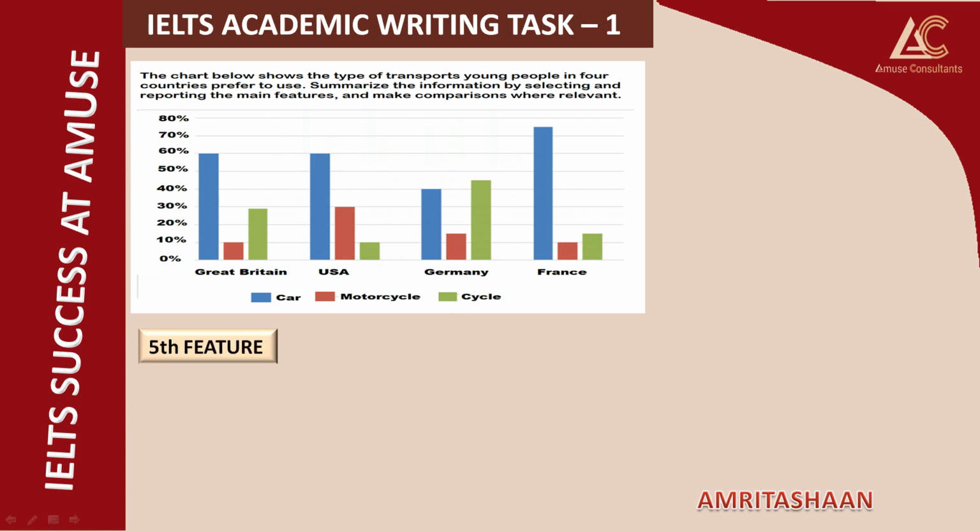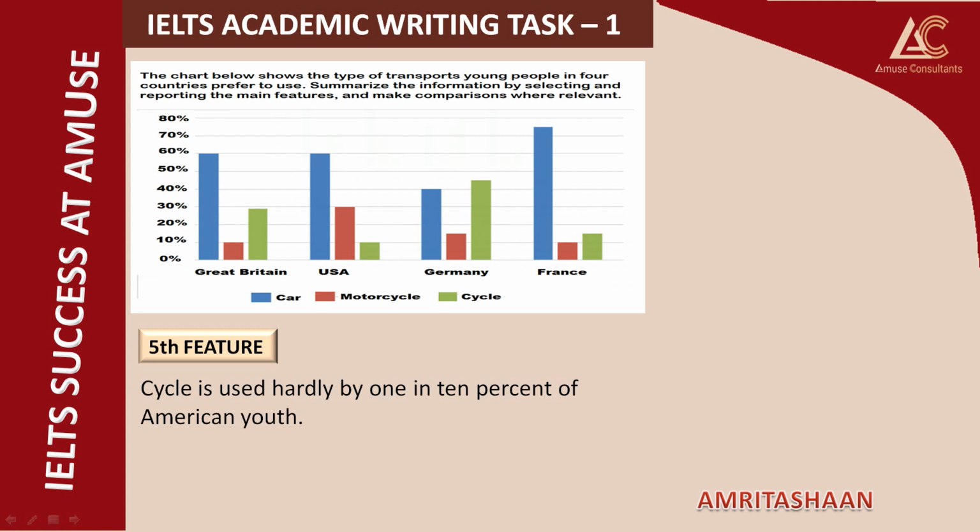Now the time for next feature. Here we can talk about the low figures related to cycle, and you can say that cycle is used hardly by 1 in 10% of American youth. So the people in America are not very much interested in the use of cycle. They are not very much in the habit of using cycle. This is the way you can write.